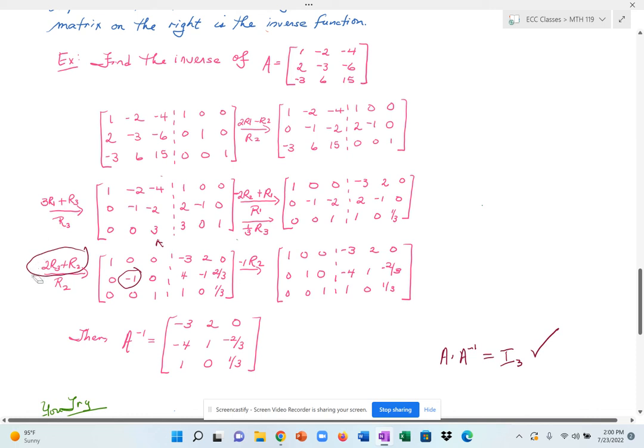So that's how you find the inverse of a 3 by 3 or anything greater than a 2 by 2 can be accomplished with this method. As you can see, it's rather long and tedious.